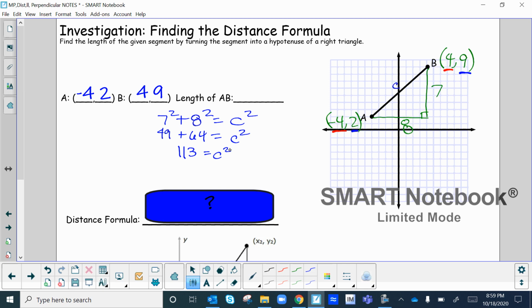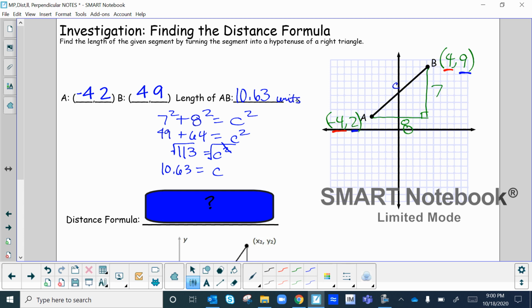And then the last step to get C by itself, we are going to square root to get rid of that. And so C is going to equal, obviously this is going to be a decimal, so we'll round to 2 decimal places, 10.63, okay? So the length of AB is 10.63 units, okay? You could also technically leave it in radical form, but we'll have it in decimal, all right?